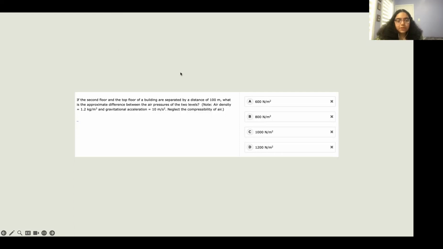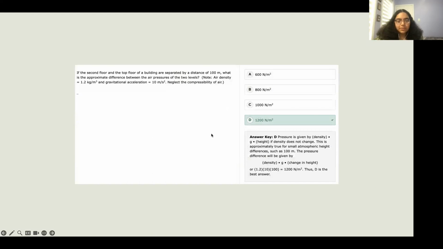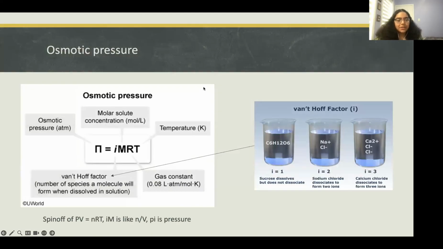All right, so for this one, similar stuff, you're gonna multiply them all together, and the answer is D there. All right. So moving on, another type of pressure is osmotic pressure.